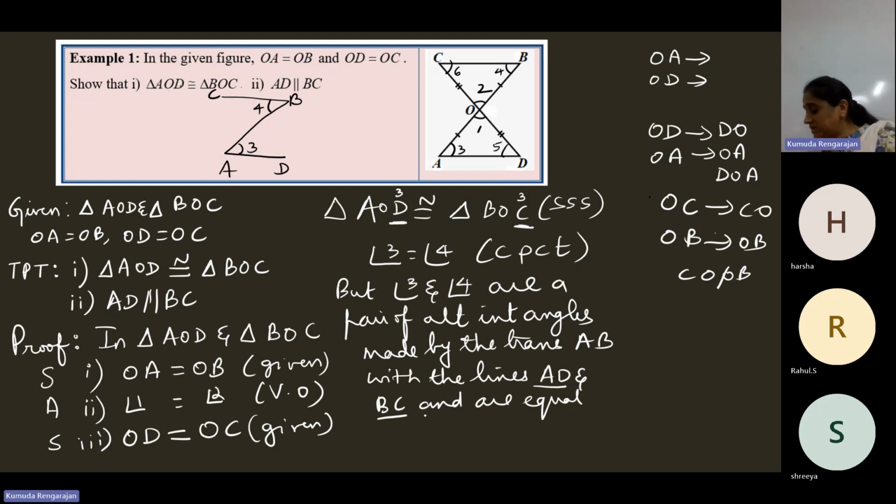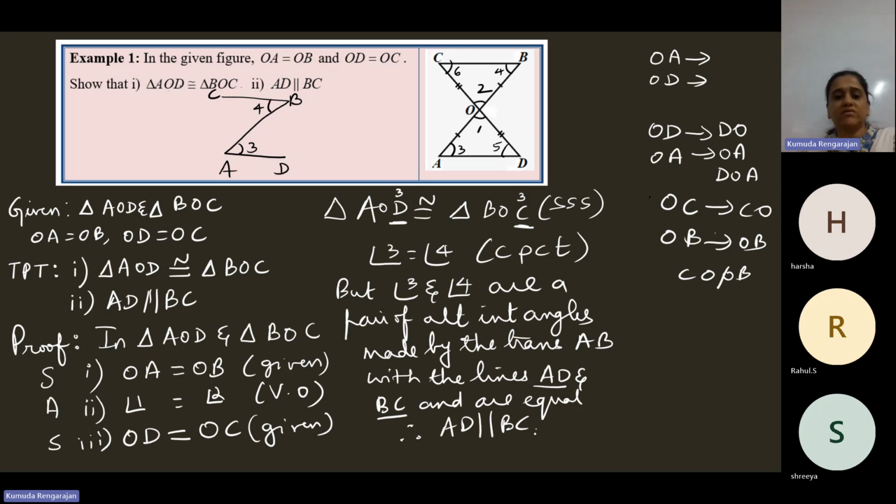But we didn't say angle 3 is equal to angle 4. Reason is not alternate interior angles. Angle 3 is equal to angle 4 because the two triangles are congruent and their corresponding angles are equal. But they are a pair of alternate interior angles made by this transversal with these two lines. So since the alternate angles are equal, the lines should be parallel to one another. Therefore, AD is parallel to BC. AD is parallel to BC.